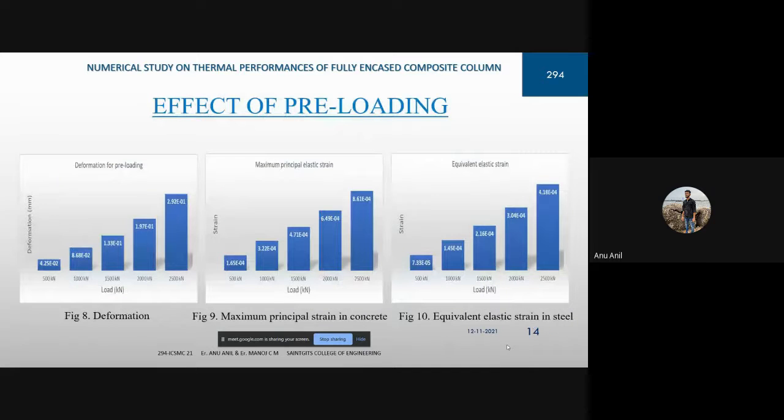Then the parameter studies were carried out. Here the loads of 500, 1000, 1500, 2000, and 2500 kN were applied. We can see from the graphs that by increasing the load, the deformation also increased. Similar behavior is shown in the case of maximum principal strain and also equivalent elastic strain in steel.